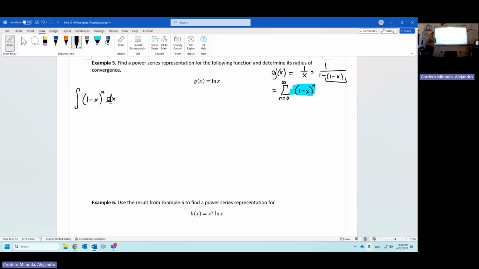Yes, good job, except you just took the derivative. But yes, you can do that in the antiderivative sense, meaning you can just add one to the power and divide by the new power. So this would be equal to 1 minus x to the n plus 1 over n plus 1.